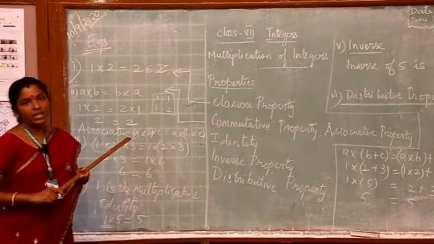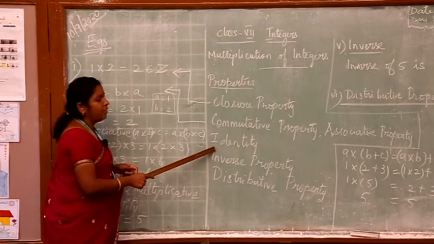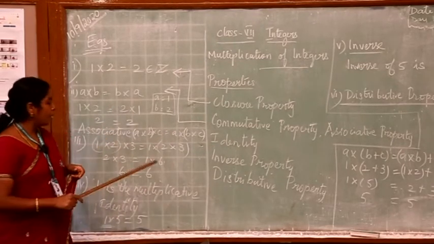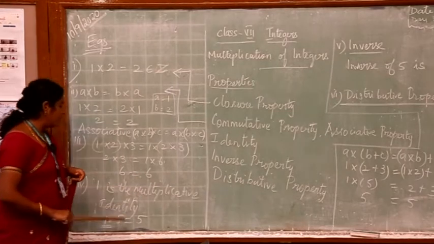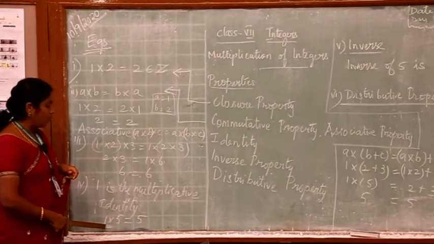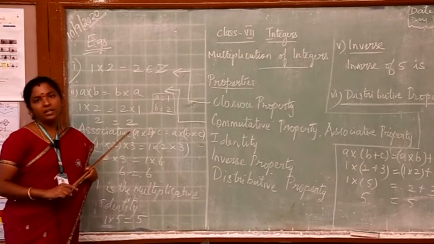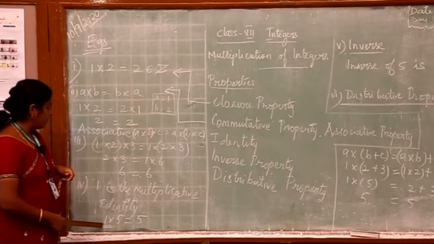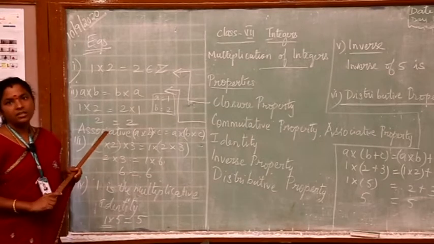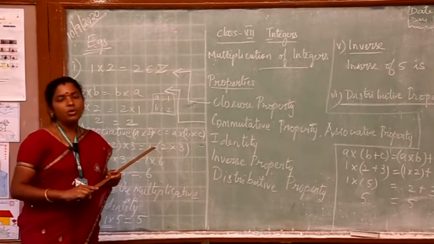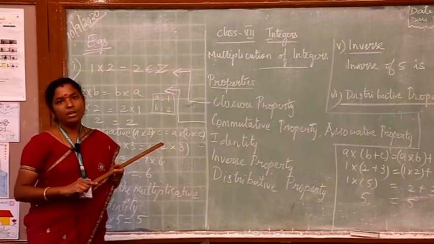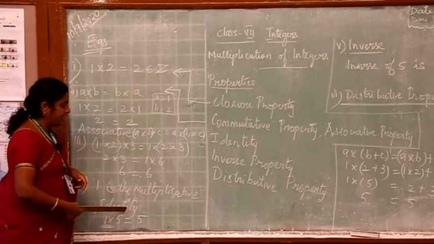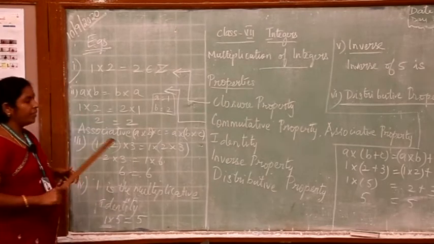Now, we will go for the next property, that is identity property, a very important one. Identity property means if you multiply a number with one number, the same answer should be got. That is called identity property. Which number can we multiply to get the same answer? If you want the same number to be repeated, 1 should be multiplied with it. So, we say 1 is the multiplicative identity. 1 is the multiplicative identity.